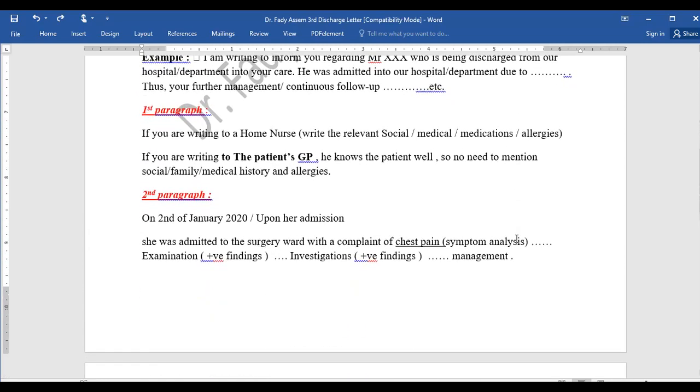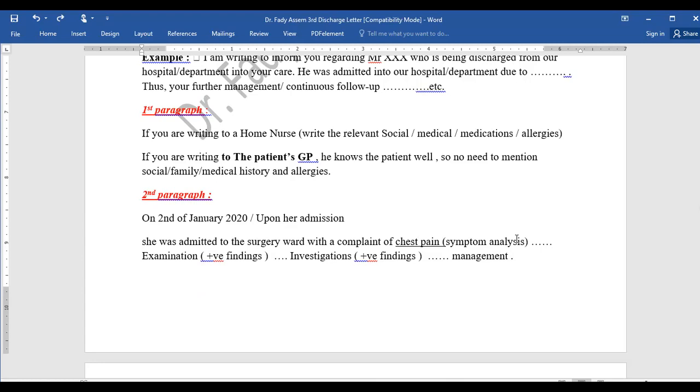Then we move to the first paragraph. We have two ideas here. If you are going to write this letter to the home nurse or the community nurse, you have to include the relevant medical history, medications, and allergies of the patient. However, if you are going to write this letter to his or her GP, the GP always knows everything about the patient's history, so you do not have to mention any of this information.